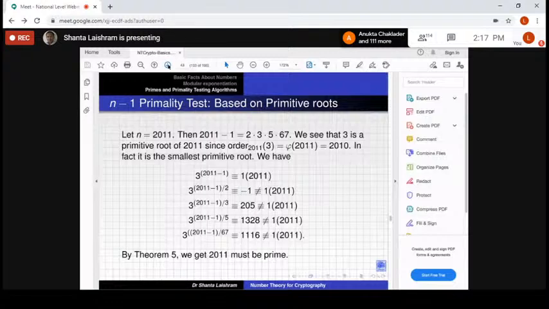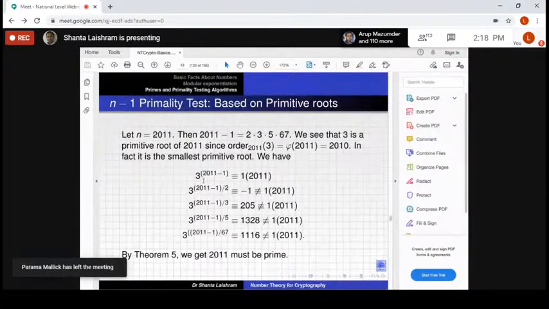So let's look at an example. Let's try to show that the number n, which is 2011, is a prime. So write 2011 minus 1, and factor it: it's 2 times 3 times 5 times 67. Somehow we are able to find a primitive root 3. So 3 is a primitive root of 2011, since the order of 3 modulo 2011 is 2010.